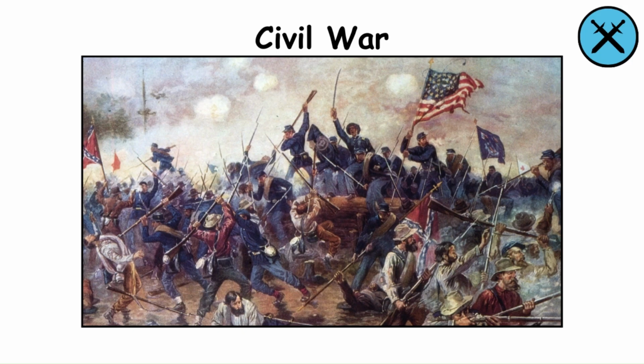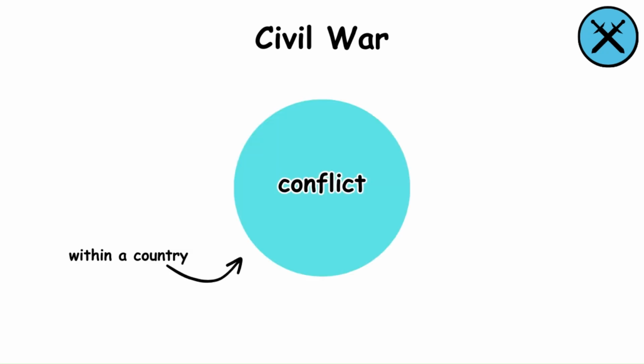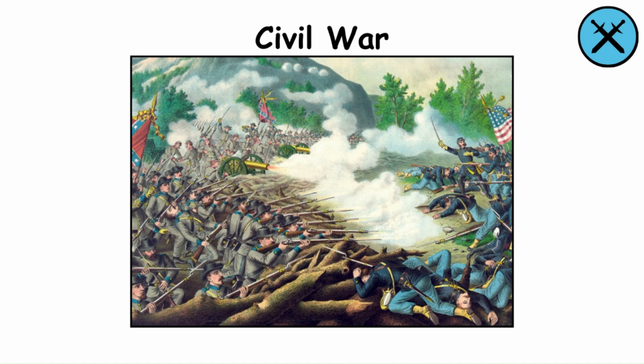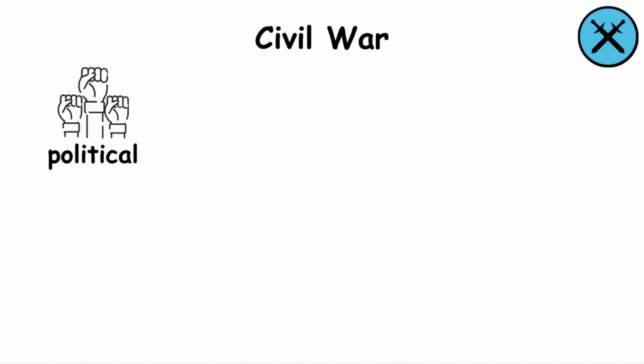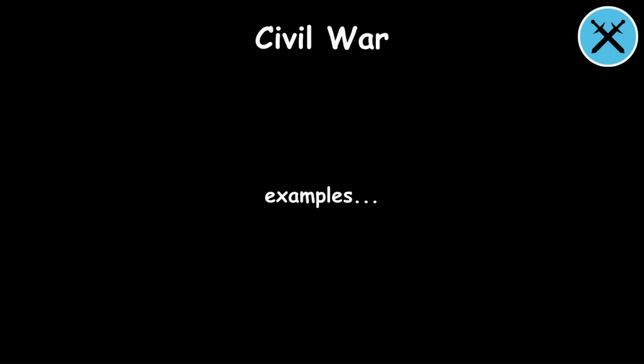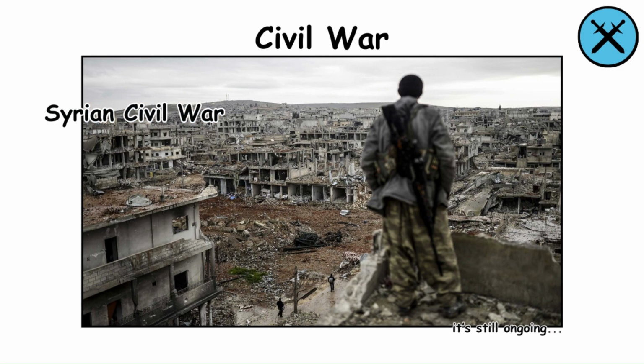Civil war. A civil war is a conflict within a country between different groups, such as government forces and rebel groups. It involves armed combat and often arises from political, social, or economic tensions inside the nation. Examples include the American Civil War and the Syrian Civil War.